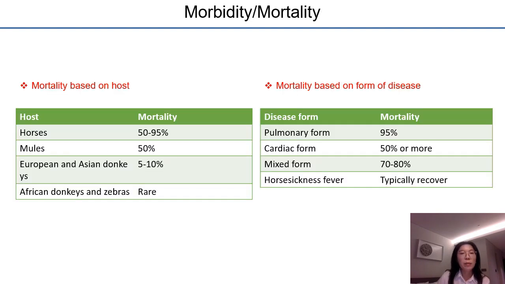Morbidity and mortality. The mortality is half in case of the horse, and the mules half. The European and Asian donkeys up to 10%. African donkeys and zebras rarely die. And mortality is based on form of disease. In case of the pulmonary form, the mortality is up to almost 100%. The cardiac form is 50%, the half, and the mixed form is 70 to 80%, and the horse sickness fever typically recovers.